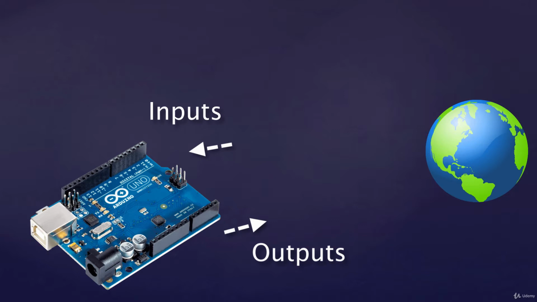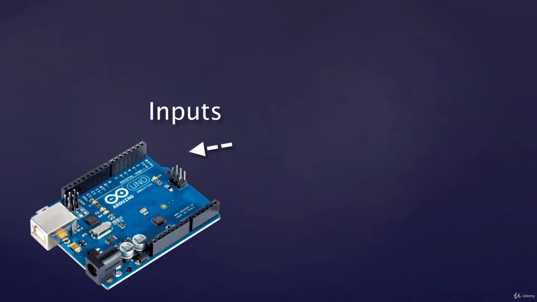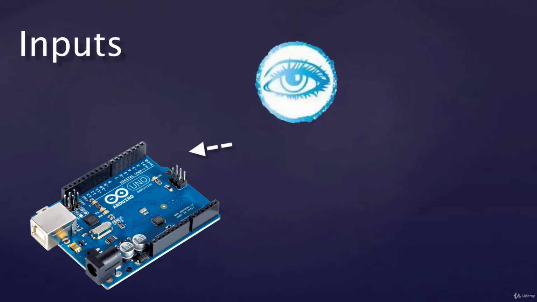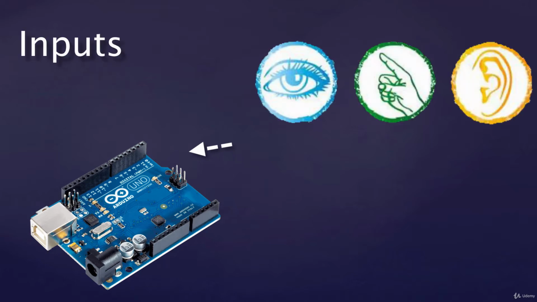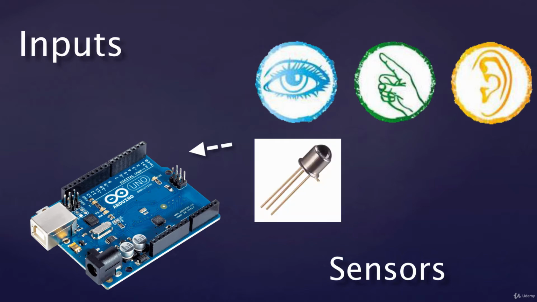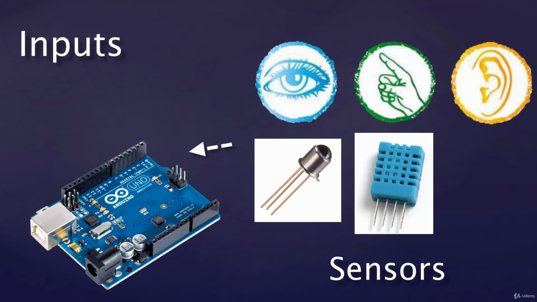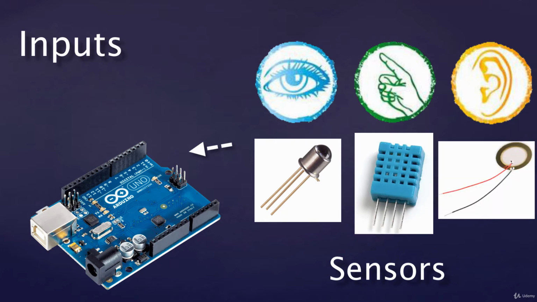So I'm going to relate this along to how we interpret the world along the way so that we can get some context here. Inputs give awareness of the world. It's what we can detect. For us, it's sight, touch, hearing. For microcontrollers, these are called sensors. An example would be a light sensor, which detects light. Another one would be a temperature sensor that detects temperature. And a piezo sensor that can detect vibration. So that's outside things getting into the microcontroller.